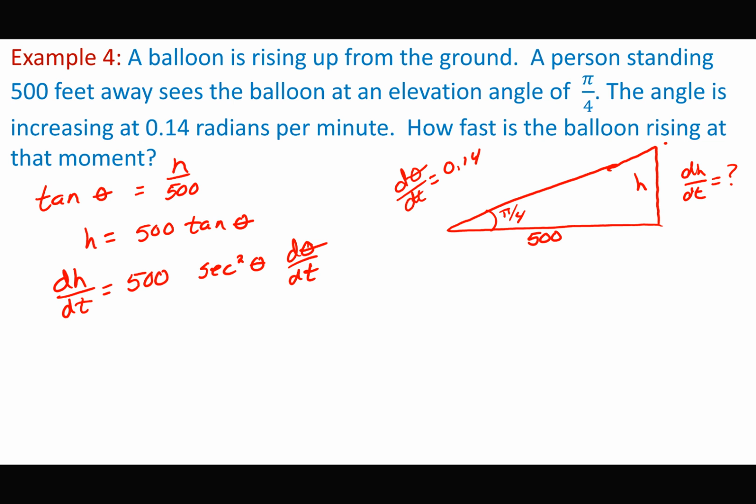Now we can put in what we know. dh/dt is what we're trying to find. So 500 secant squared of theta, my theta is pi over 4, times d theta/dt, which is 0.14.